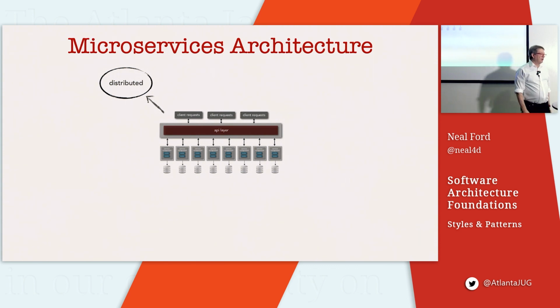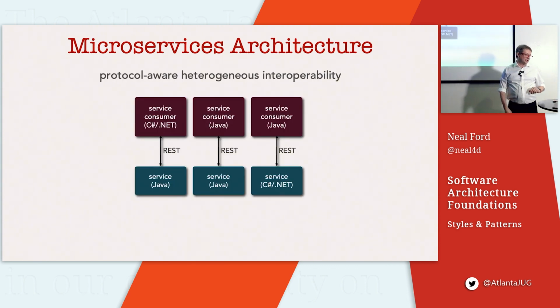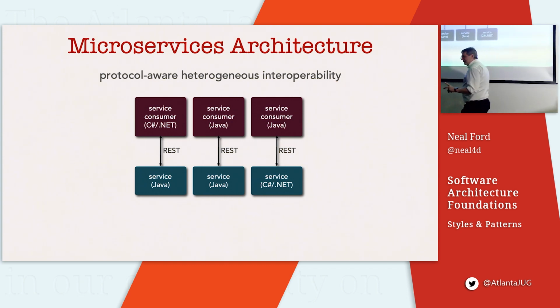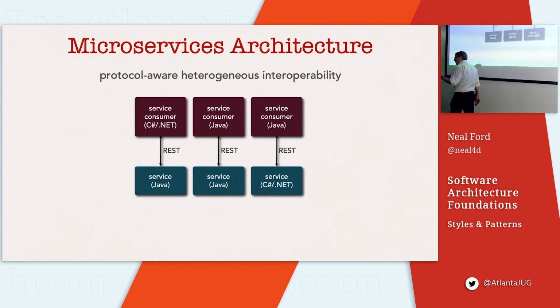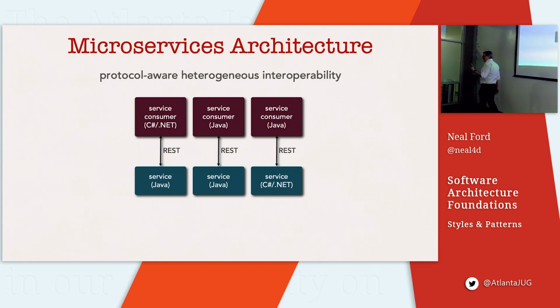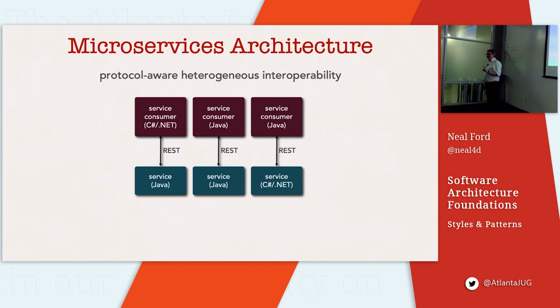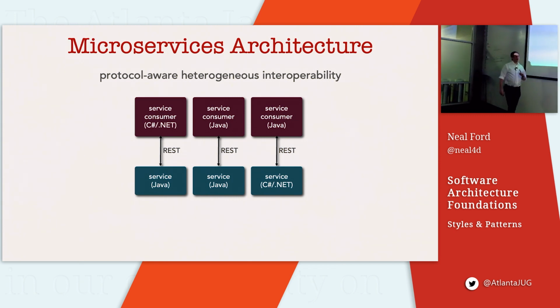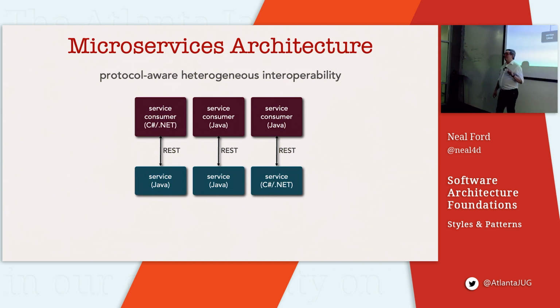So this is a distributed architecture. And in fact, this architecture is protocol-aware heterogeneous interoperability. So what was the other one? Protocol-agnostic heterogeneous interoperability. So this is one less good, because in the microservices world, you don't want a big giant service bus in the middle doing all this translation for you, because the translation's nice, but the coupling is worse.